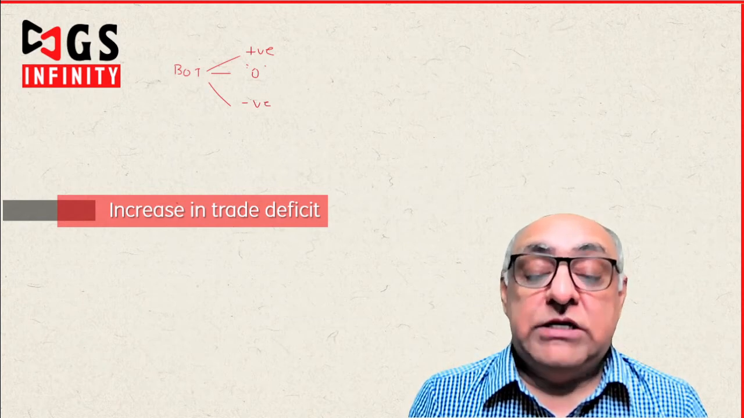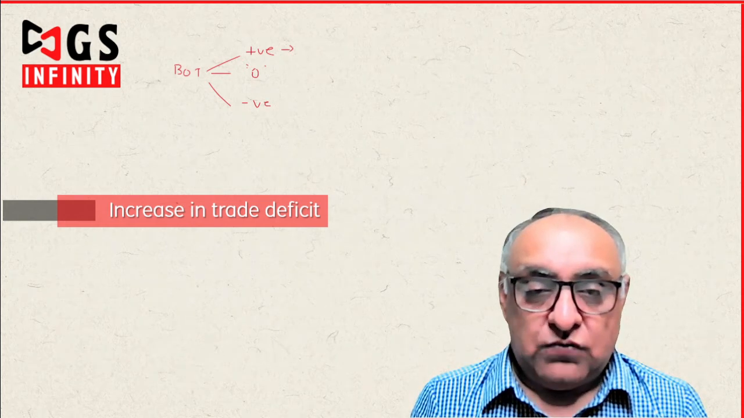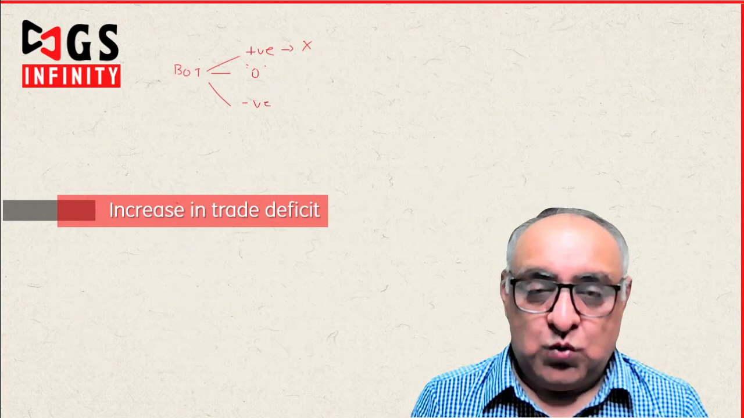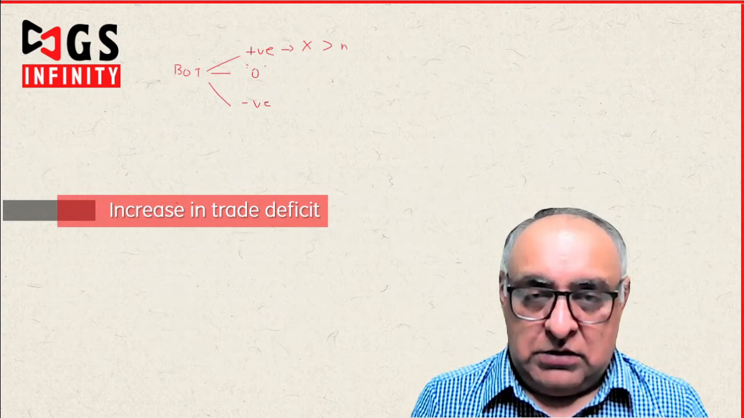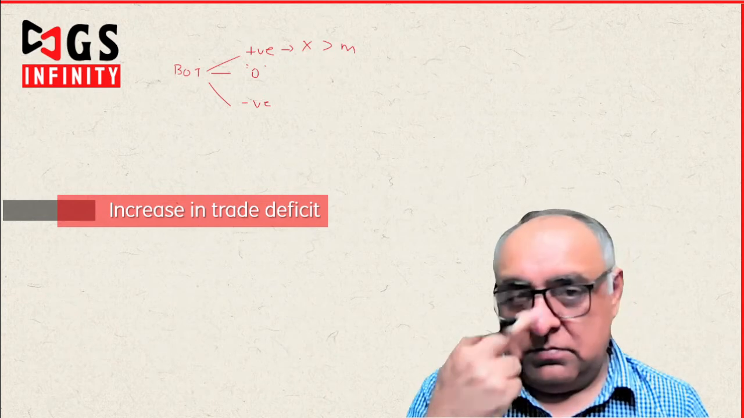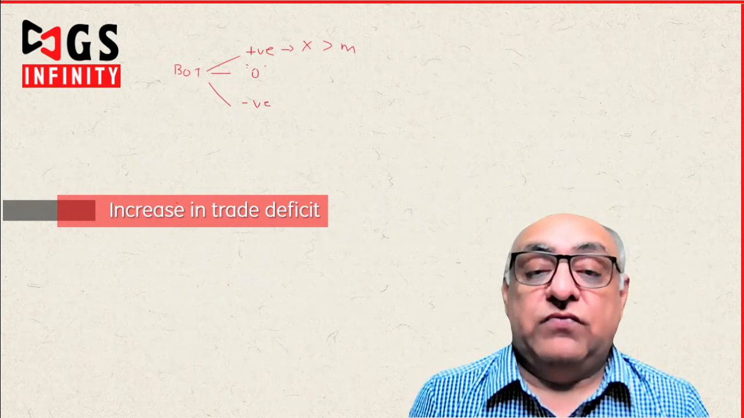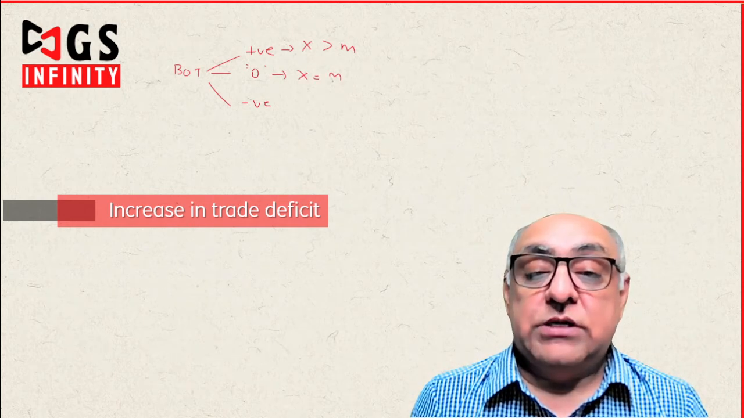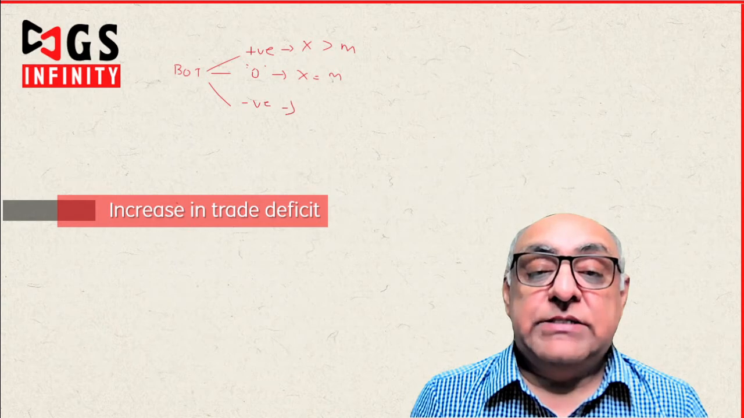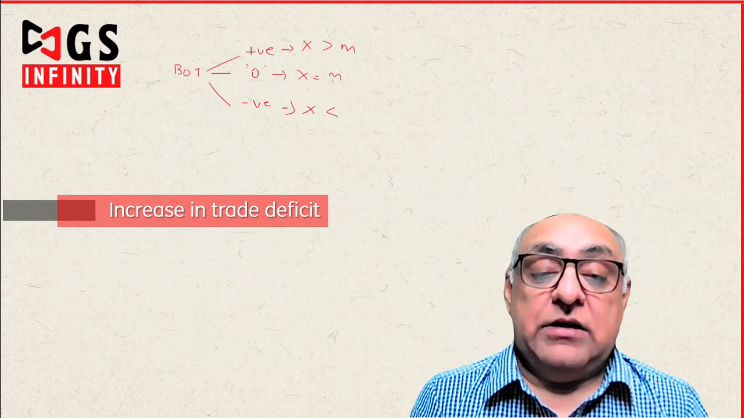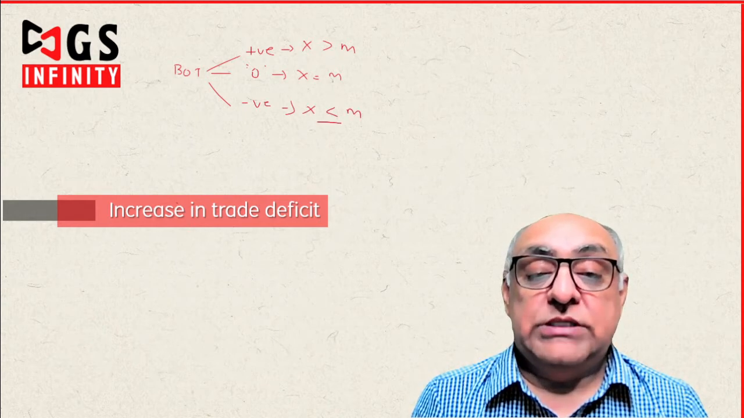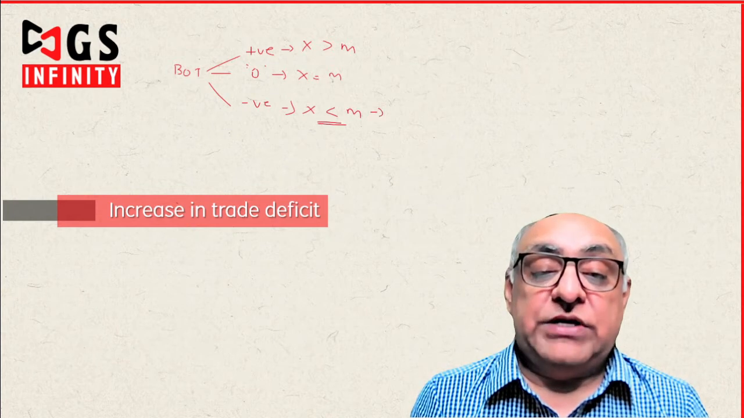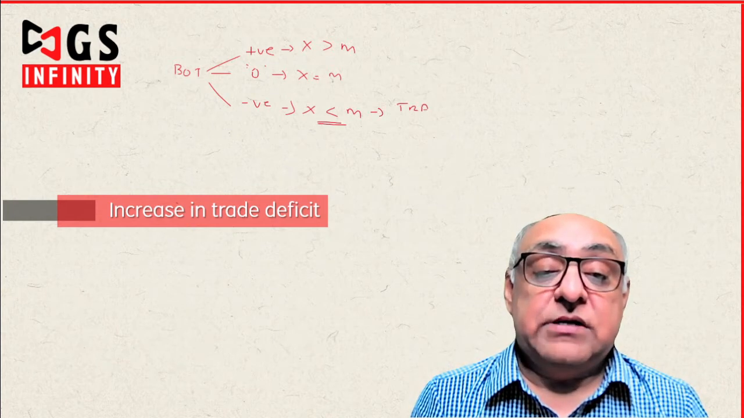So what do we mean by the positive balance of trade? Positive balance of trade is when our exports are more than our imports. Neutral balance of trade is when our exports are equal to our imports, and negative balance of trade means when our exports are less than our imports. This is the negative balance of trade, which is also known as the trade deficit.